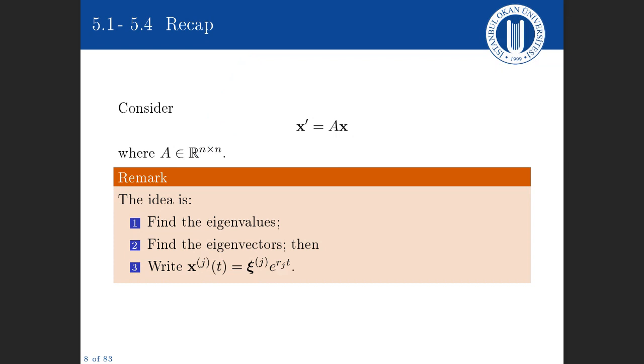The eigenvalues we're going to call r. Let's say rj. The eigenvectors we're going to use xi. So let's write xi j, and this is a vector, so let me underline it with a pen. And then the solution is eigenvector xi multiplied by the number e to the power eigenvalue t.